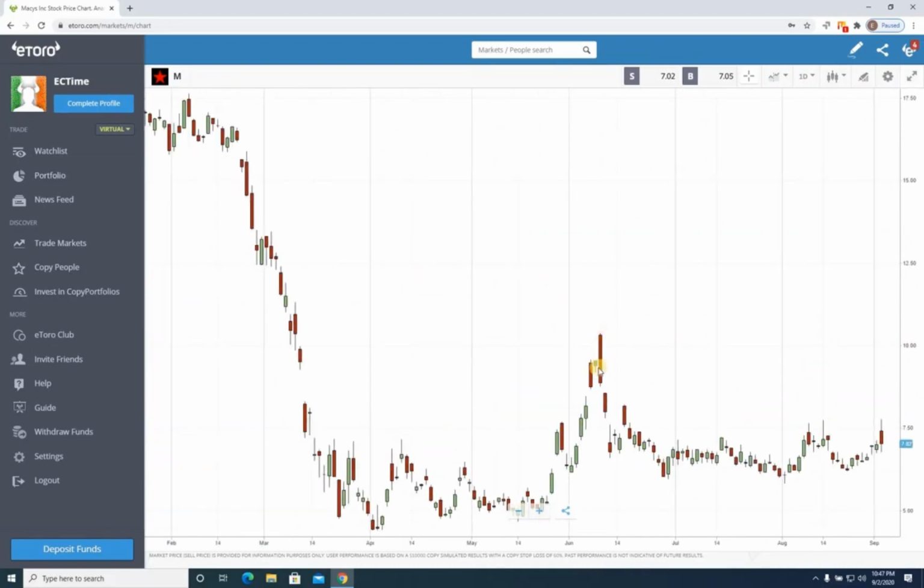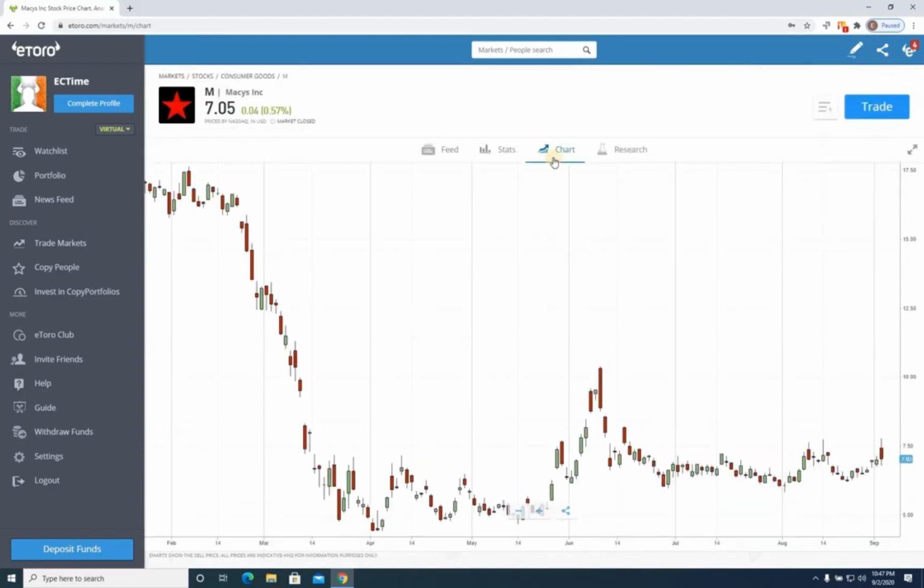So there's the red candles where people are selling, and the green candles where they're buying. Or you can learn about that yourself. So just click on that again. And then on this one, the charts are there.